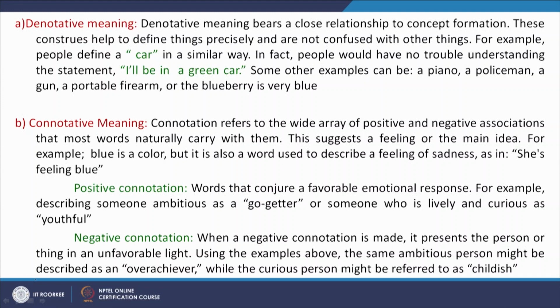It can be negative connotation as well. For example, the ambitious person might be described as an overachiever, while a curious person might be referred to as childish. That means we are having a negative impression about the other person and how we are conveying the message about the same person to the other person. So, these negative connotations represent the person or thing in a very unfavorable light. This is how we are relating our emotions to every person or object in a very different manner.